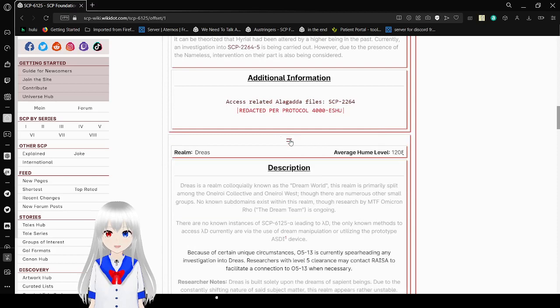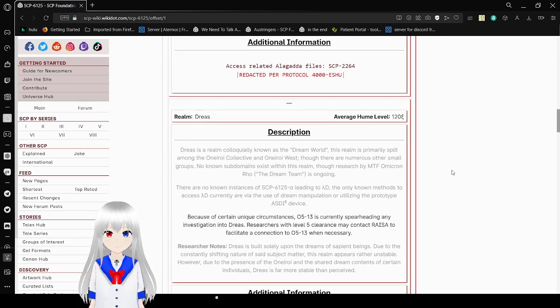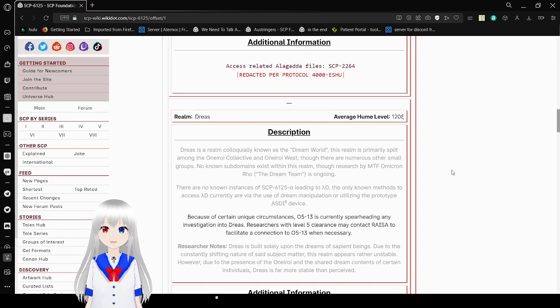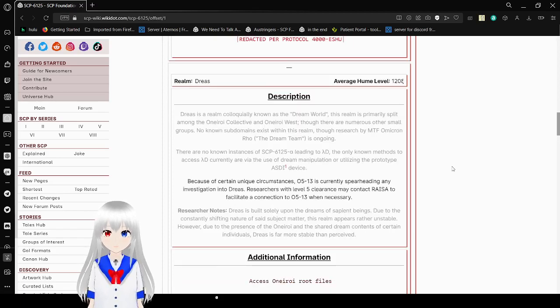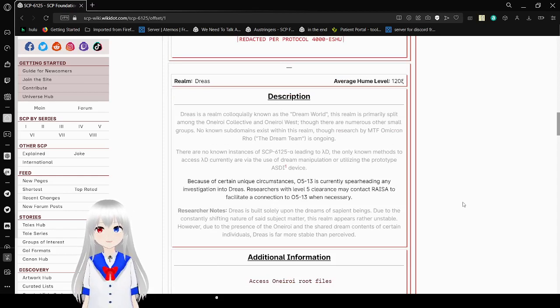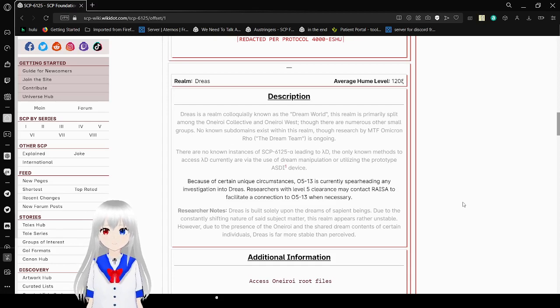The 3rd realm is Trias. Obviously, we got lied to about what realm is what. And the average human level of Trias is 120 humes. We already read the Ivan part, so we're skipping to this. Because of certain unique circumstances, O513 is currently spearheading any investigations to Trias. Researchers with level 5 clearance may contact Reza to facilitate a connection to O513 when necessary.